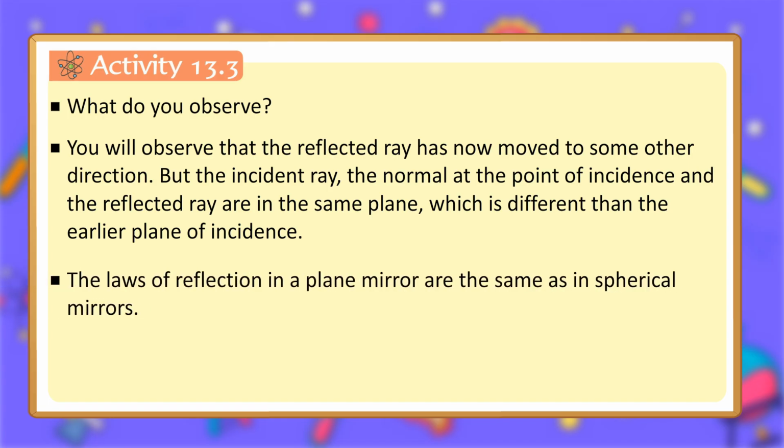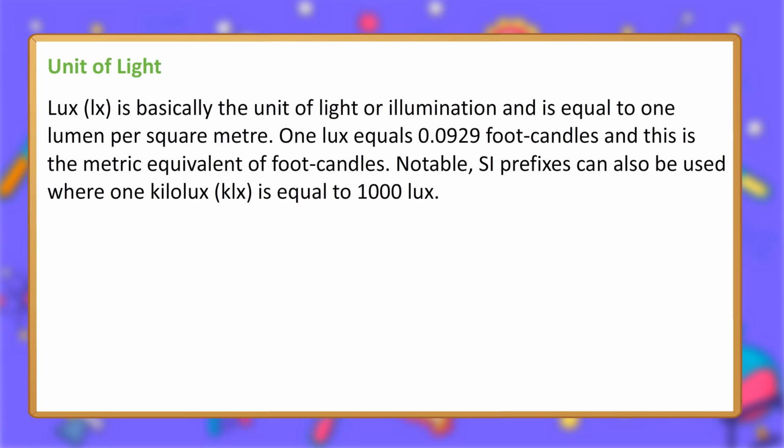The laws of reflection in a plane mirror are the same as in spherical mirrors. Unit of light. Lux, lx, is basically the unit of light or illumination and is equal to 1 lumen per square meter. 1 lux equals 0.0929 foot candles, and this is the metric equivalent of foot candles. Notably, SI prefixes can also be used, where 1 kilolux, klx, is equal to 1000 lux.